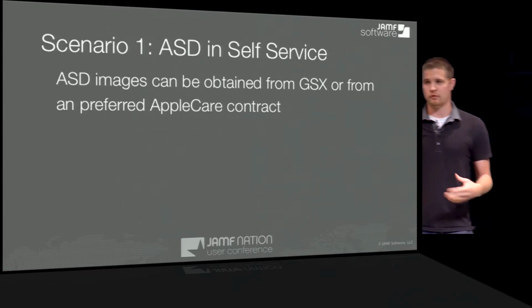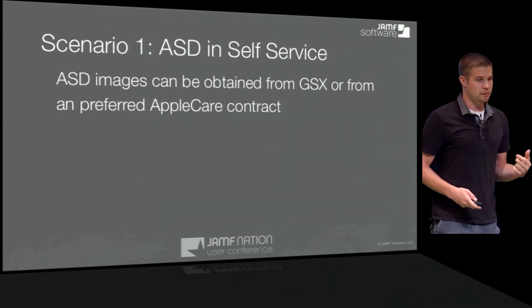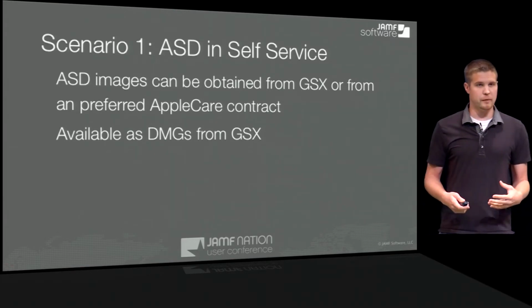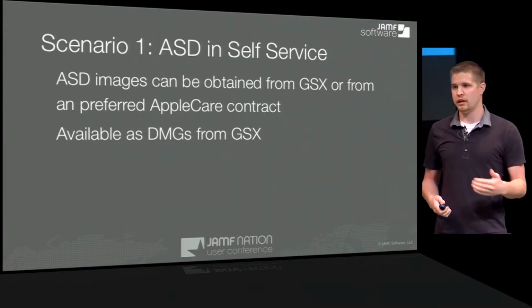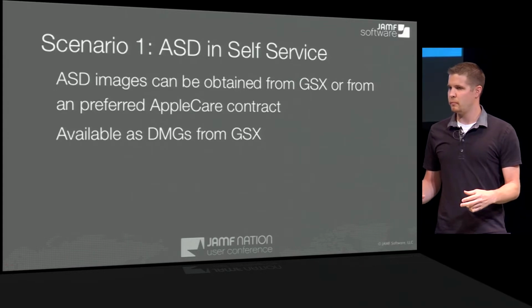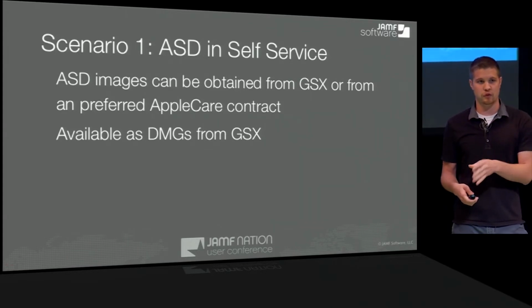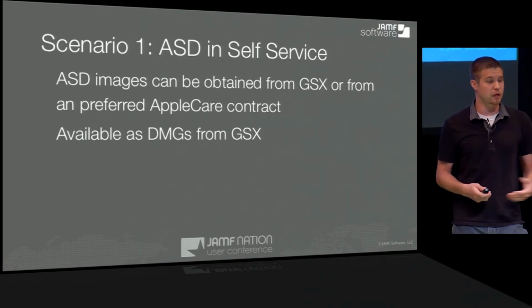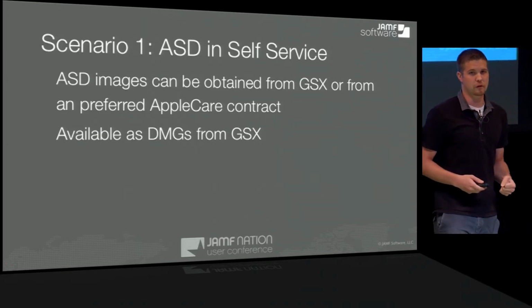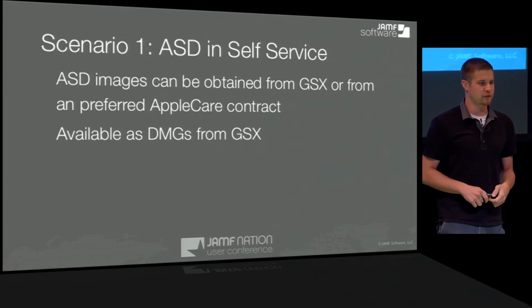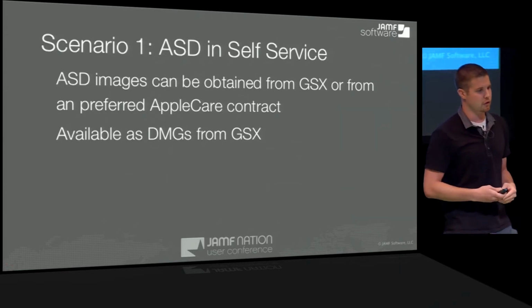So how do I get these Apple Service Disk images? They can be obtained through GSX, or if you have a preferred Apple Care contract, usually they ship them to you on disks, but if you have that contract and a new one comes out, you can actually still go to a GSX URL and download them regularly. If anybody needs that URL from me, please find me afterwards, or I'll just post it on Jamf Nation, because it's going to be restricted to people who are actually allowed to use it. You won't be able to get to it if you can't log in.